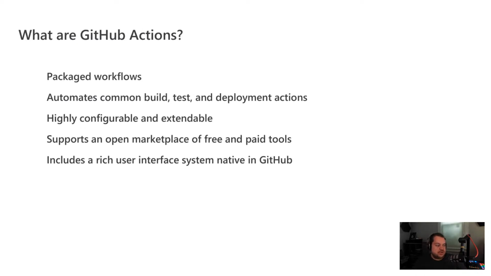So GitHub Actions, in and of themselves, are packaged workflows. They automate the most common build, test, and deployment actions that we try to do for our projects. They're highly configurable. They're extendable. They support a marketplace of different actions and tools. Now, many of them are free. If you can create a GitHub repo, you can create an action within GitHub Actions. You can even sell actions. If you have a really sophisticated action, you can put it on the marketplace and sell it as a paid product.